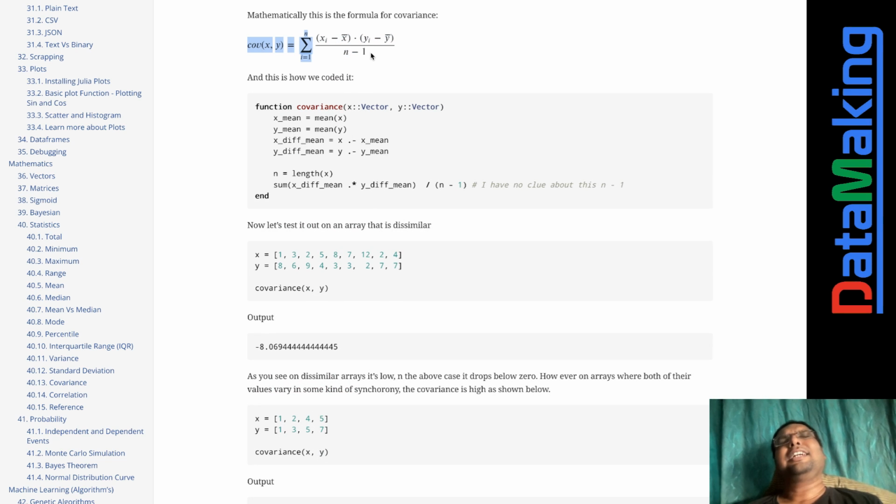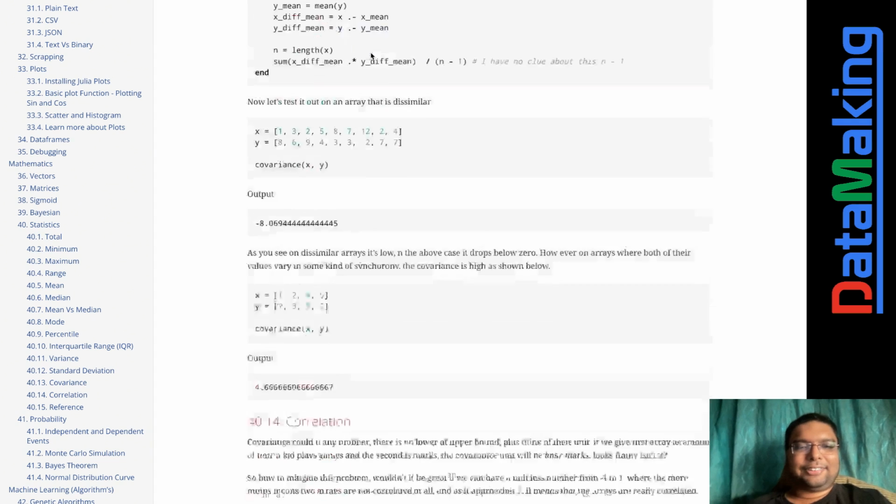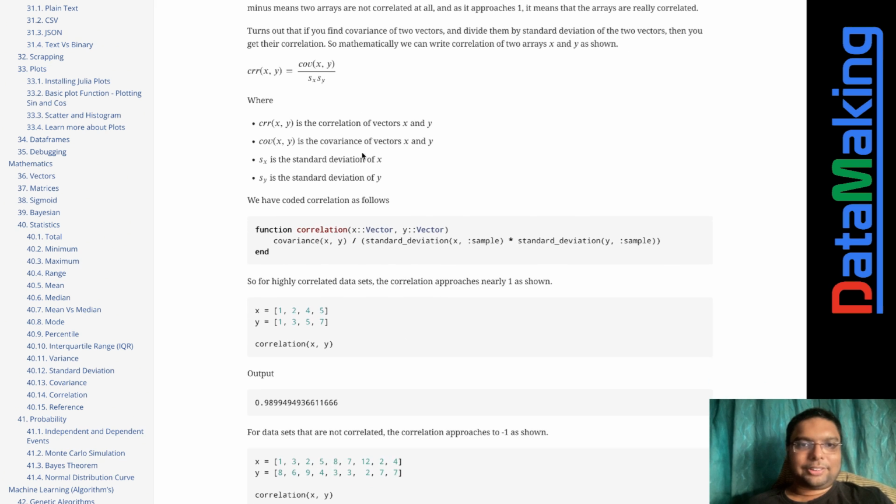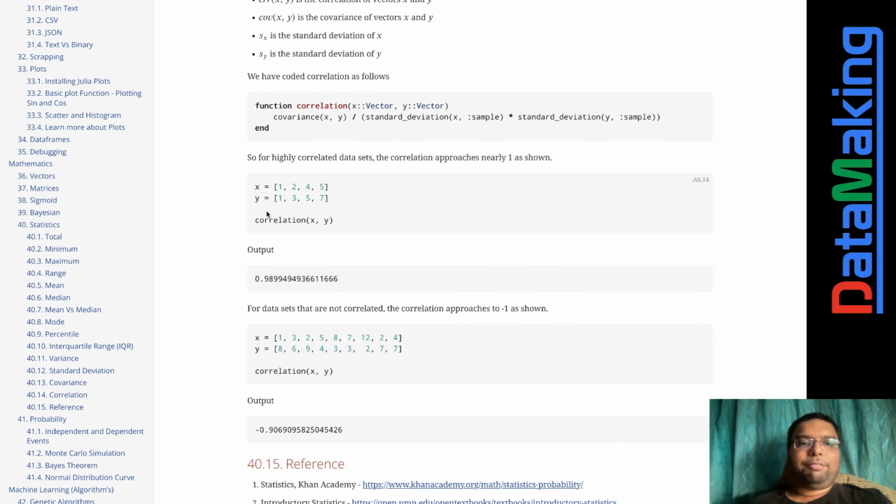Theoretically I should be going so deep into statistics, but it's taking so long. So the thing is, the covariance of xy is divided by the standard deviations of x and y, both sample standard deviations. So correlation is very easy because we have already written the covariance, and we are just dividing it by the standard deviations. So we have these two vectors over here, we are just doing the correlation, and it comes to 0.98, very highly correlated.